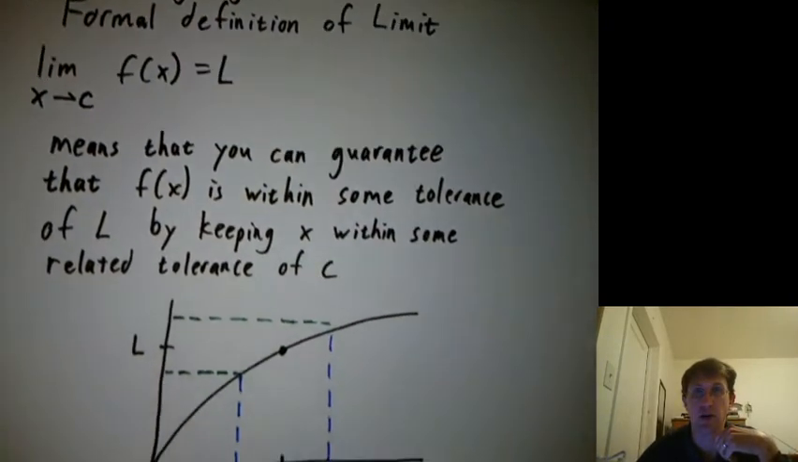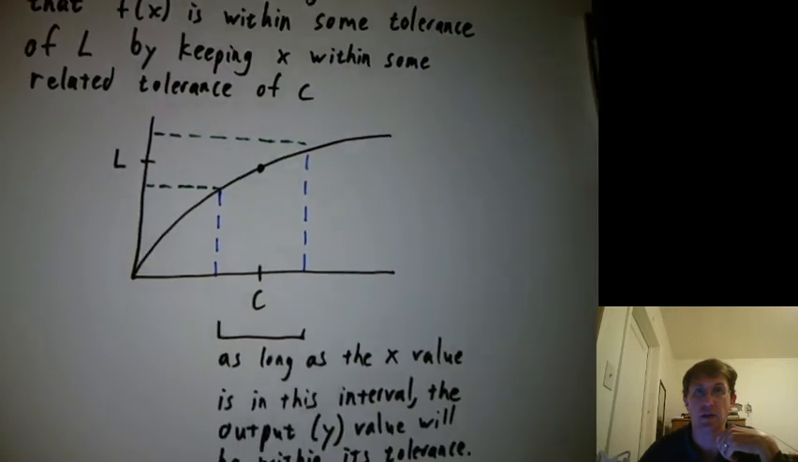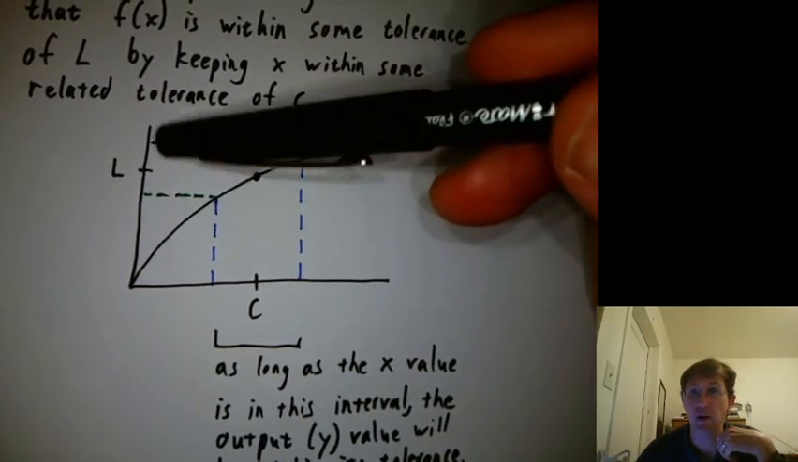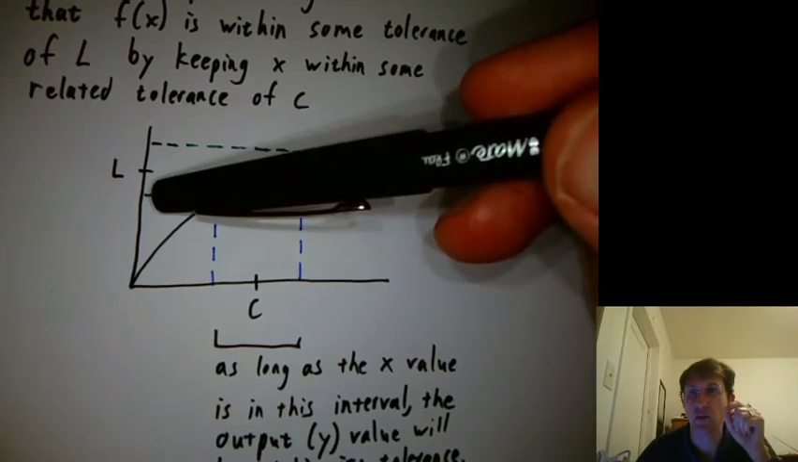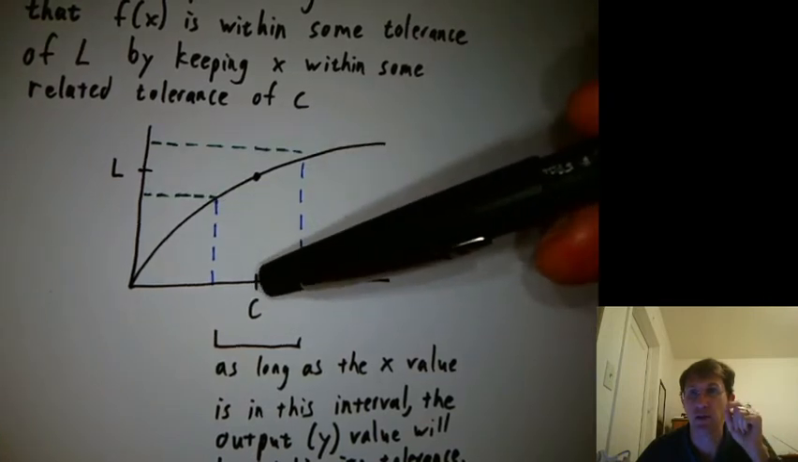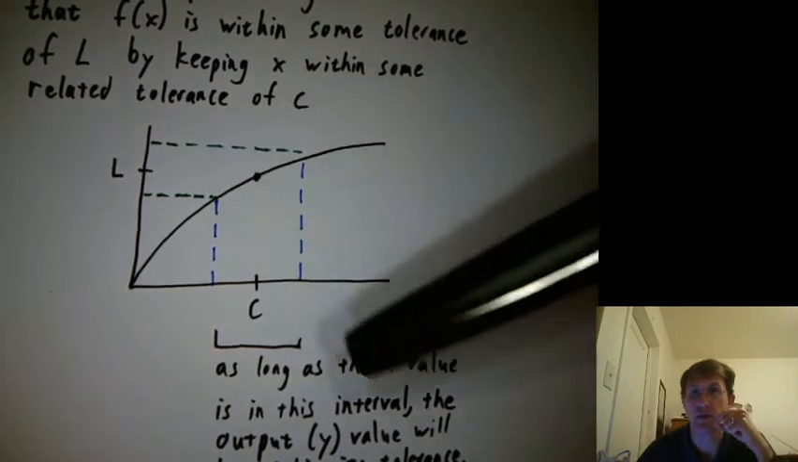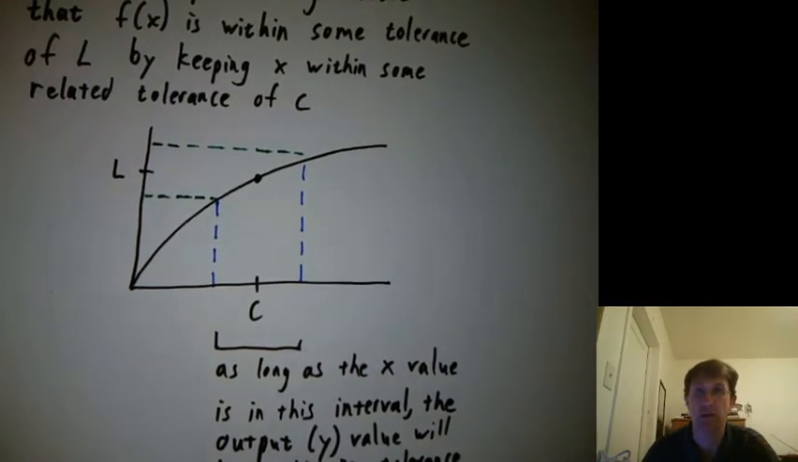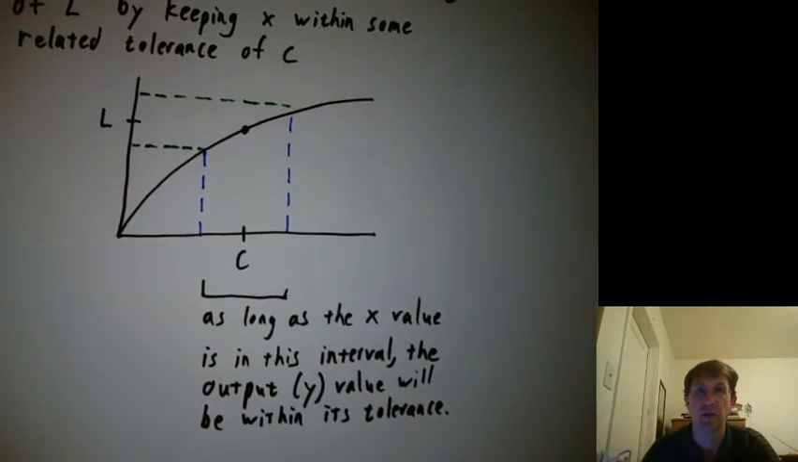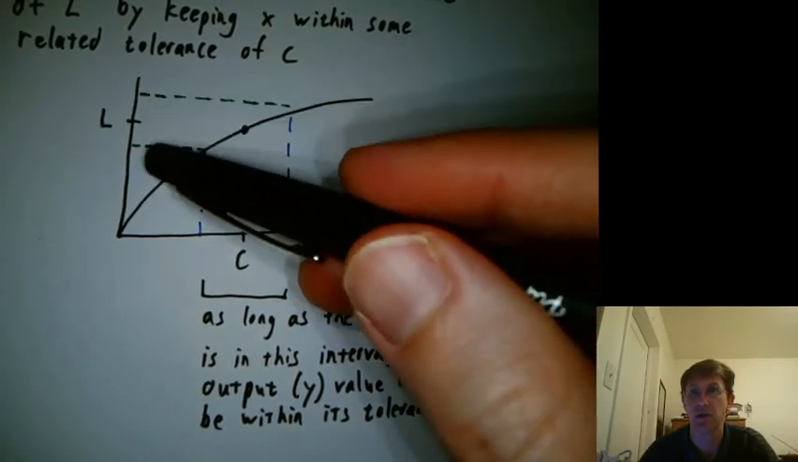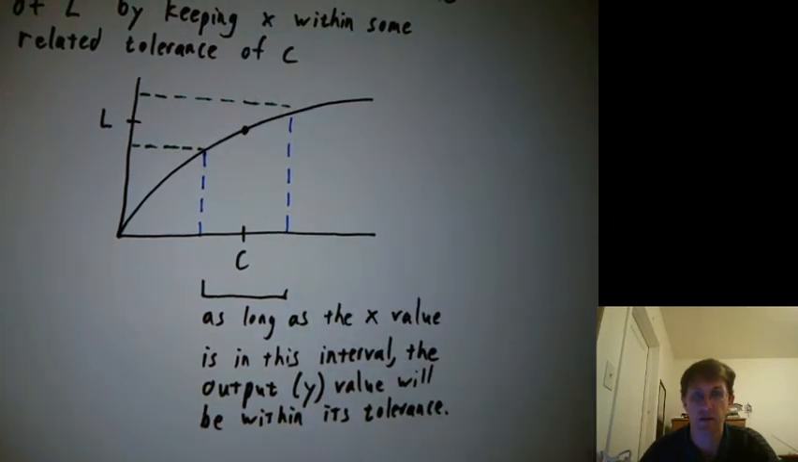So here's a graph of it. The kind of game we're playing is, if someone specifies an output tolerance, you can come up with an input tolerance that guarantees that the output will be within that tolerance. So as long as the x value is in this interval, the output value will be within the tolerance bands shown there. So let's go see this in Desmos.